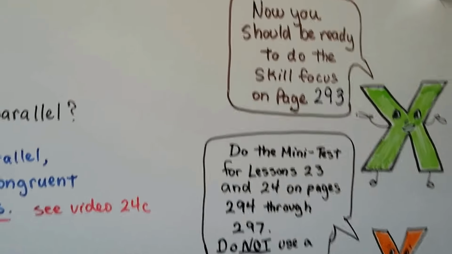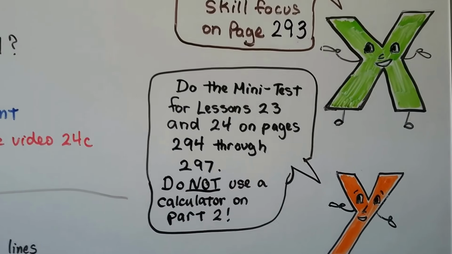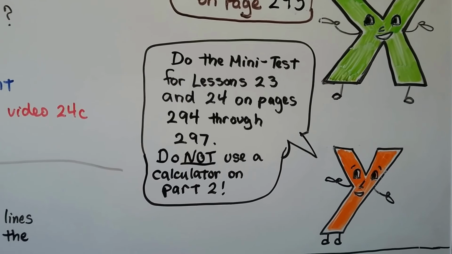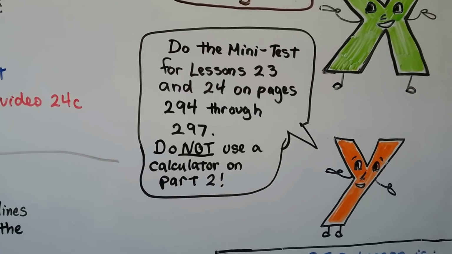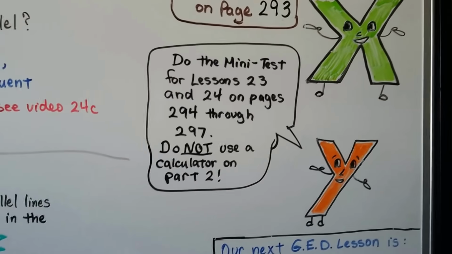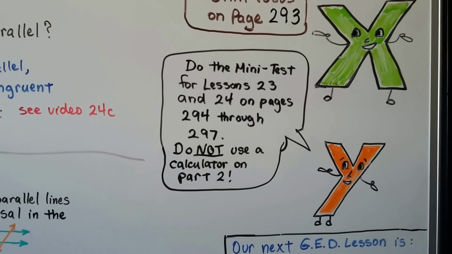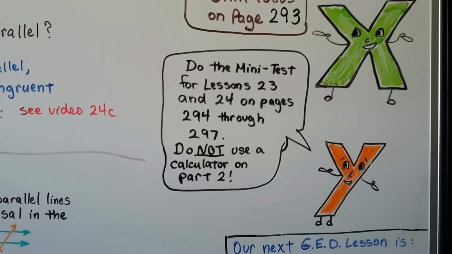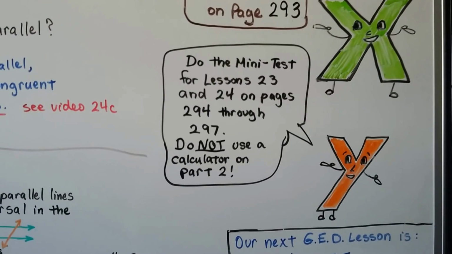You should now be ready to do the skill focus on page 293, and then you can do that mini test for lessons 23 and 24 on pages 294 through 297, but don't use a calculator on part 2. It tells you not to, and you want to do it the way it says, because that will give you an idea of how you're going to do on the real test. You want to try to do it as closely to the real test as possible, so if they're telling you not to use the calculator, don't, all right?